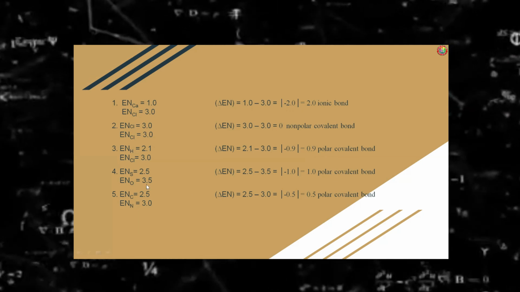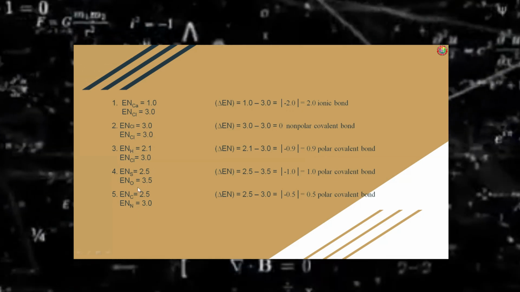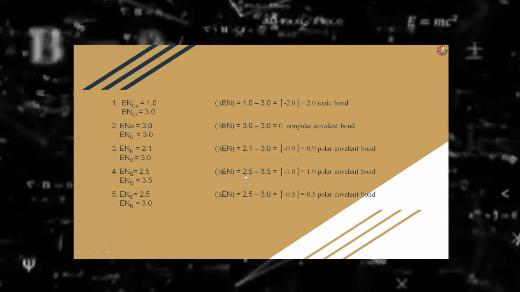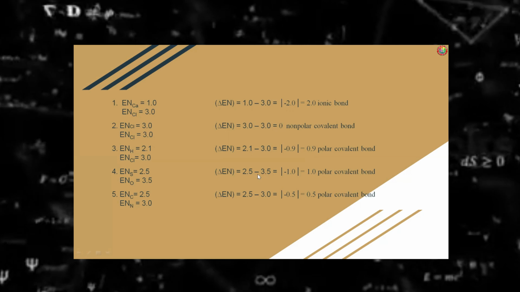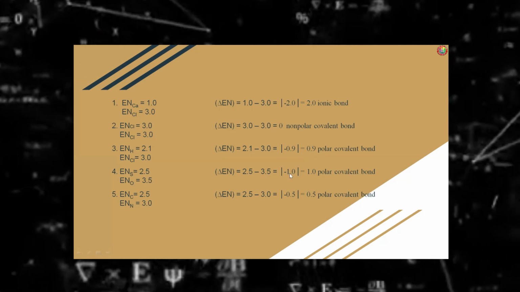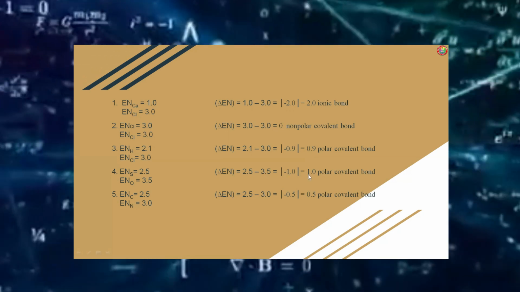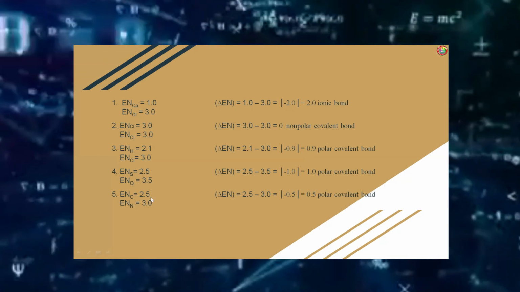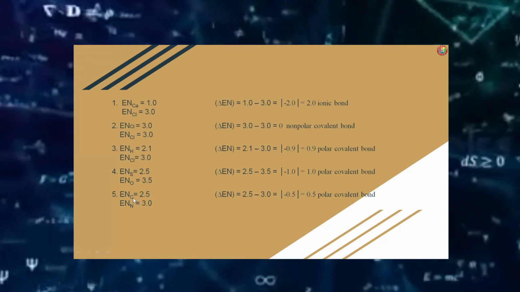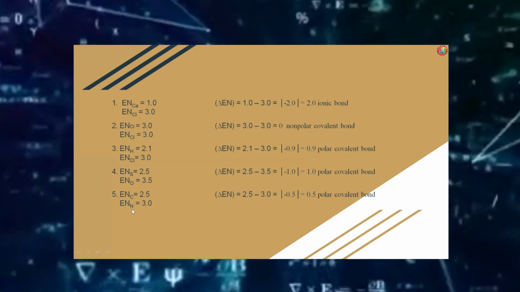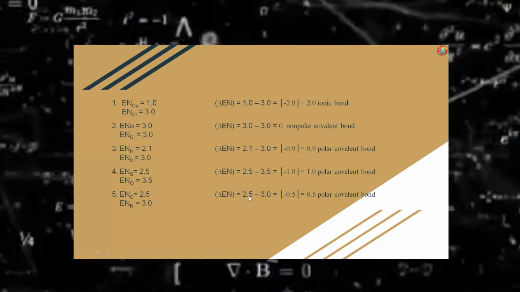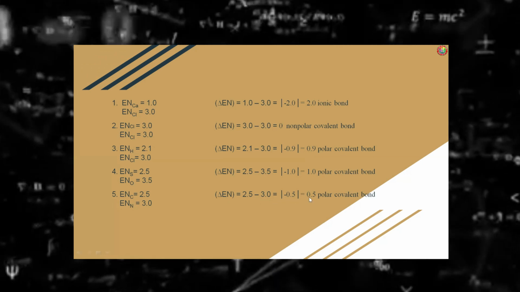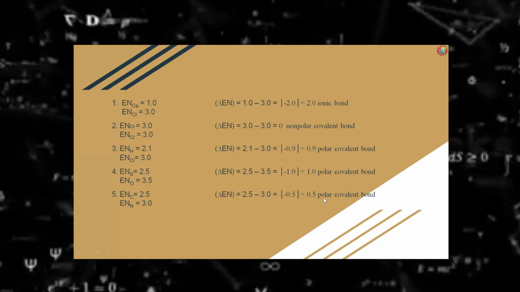Number 4, we have 2.5 for sulfur and 3.5 for oxygen. So 2.5 minus 3.5 is negative 1.0, or 1.0. That would be a polar covalent bond. For number 5, we have carbon 2.5 and nitrogen 3.0. So 2.5 minus 3.0 would be negative 0.5, or 0.5. That would be a polar covalent bond.